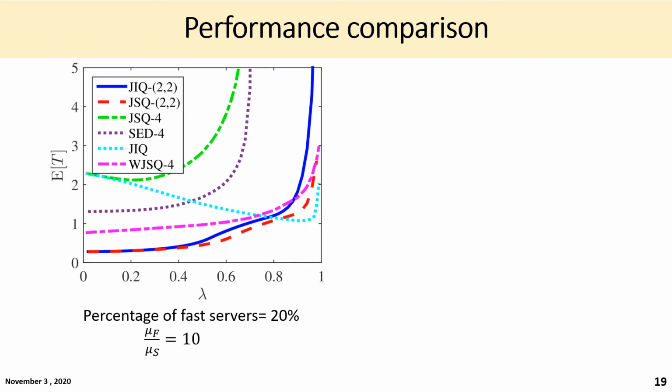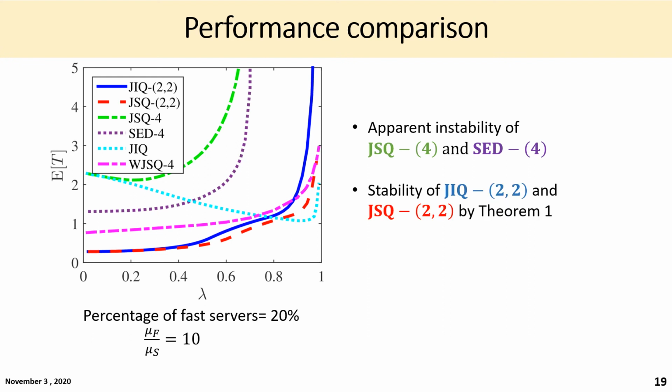In this figure, we plot the mean response time against system load for different policies. The percentage of fast servers is low and the ratio of fast server speed to slow server speed is high. Note the apparent instability of join the shortest queue 4 and shortest expected delay 4 policies at high loads. This occurs because the slow servers are getting overutilized here.